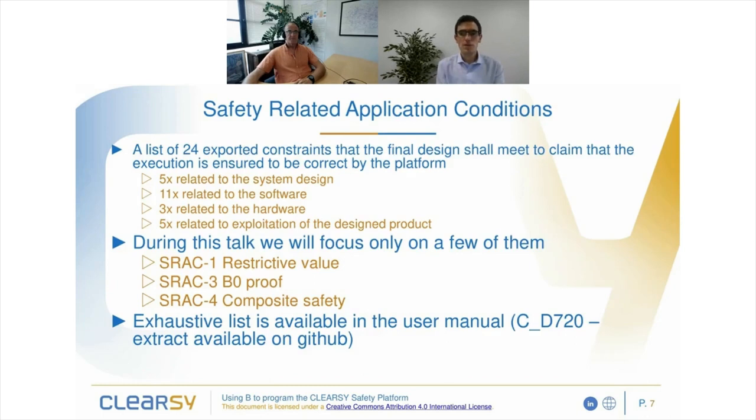So a few words about the safety-related application conditions of the CLEARSY Safety Platform. It's a list of 24 exported constraints, which are addressing various fields of the topic. 5 of them are related to the system design, 11 to software, 3 to hardware, and 5 to exploitation and maintenance operation. For this talk, we will focus only on 3 of them, which will be detailed just after in the next slides. And if you want to have a look at the full list of exported constraints of the CLEARSY Safety Platform, you can find them on GitHub.